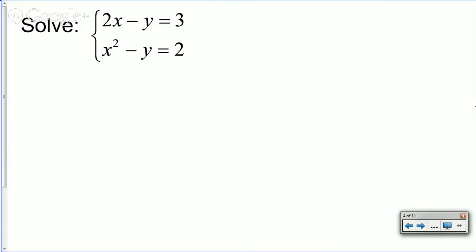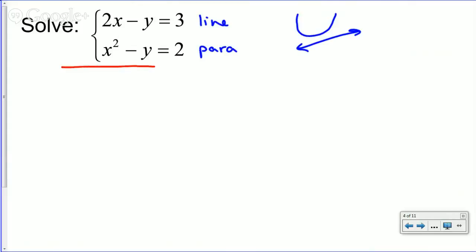Okay, so let's try one here. We've got 2x minus y equals 3, so this is the line. And we have x squared minus y equals 2, and this is a parabola. So I'm trying to figure out how this parabola and this line are interacting. Okay, so I have a possibility of none, 1, or 2 solutions from those combinations we made. So remember, the easiest way here is to try to eliminate one of the variables. So I can't eliminate these because they're not like terms, but I can eliminate these.